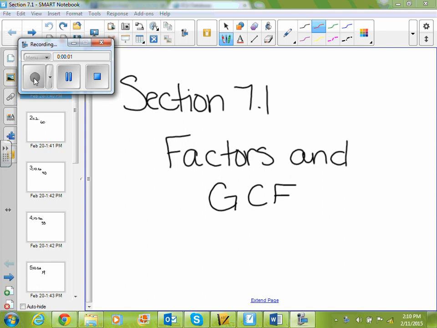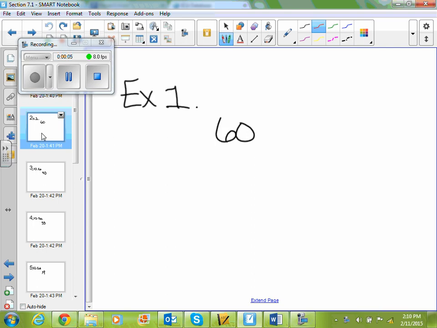Alright, so factors and greatest common factor. First thing we're going to do in this lesson is look at factors, so we're going to make factor trees. Okay, so if I look at the number 60, what are two numbers I can multiply to get to 60? 30 and 2. Okay, can I break down 2 any further? No. 2 is a prime number, it's done once it's done.